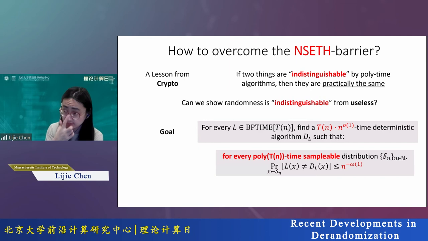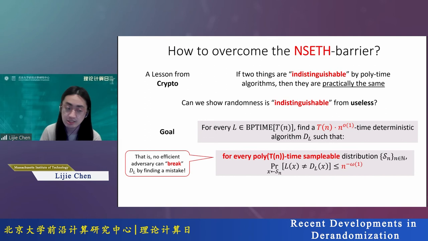So what does this mean? It means that we can think of this sampleable distribution as an adversary who is trying to find some bad input. That essentially says that no efficient adversary can break our generalization by finding a mistake. And it's crucial that this adversary is uniform, because if it's non-uniform, then you can actually hardwire a bad input. Then it becomes worst-case generalization, and we cannot get anything. So it's important that this adversary is uniform. Then we can hope to get better results.